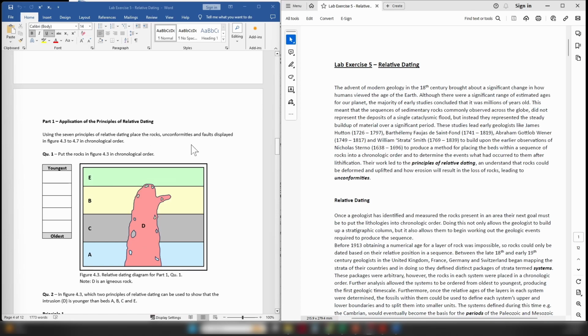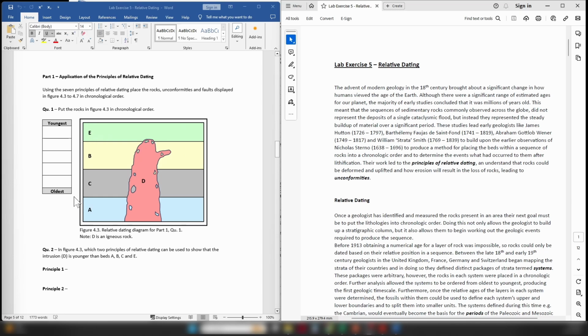Okay, so for part one, you are going to be looking at several different diagrams, and your aim is to put the rocks within these diagrams into a chronologic order. All right. So as you can see, here is figure 4.3. You can see it's a diagram that consists of 5 layers of rocks. We have A, B, C, D, and E. Please notice that the letters are mixed up a little bit. They're jumbled up. That's just to make your life a little bit harder.